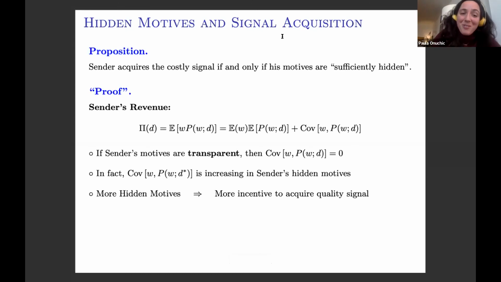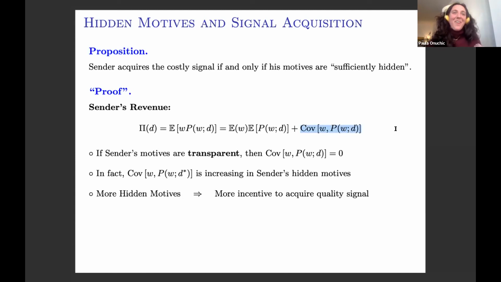And just let me tell you one thing, because it's just in one line we can see this. So if I look again at this objective of the sender, his revenue, he wanted to maximize both this expected value here as well as the covariance. But you can see that if he has transparent motives and his distribution of W is a degenerate distribution, then this covariance is trivially equal to 0.